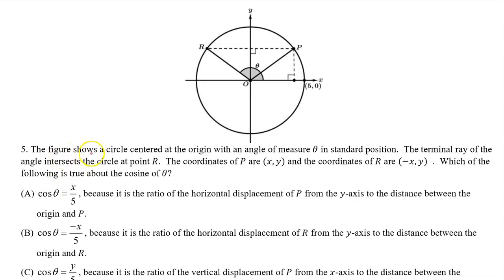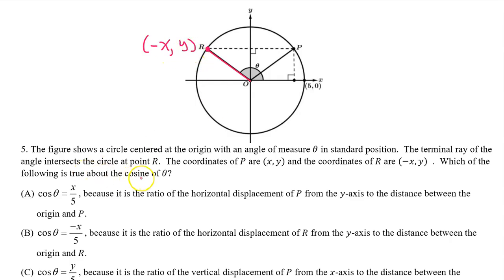Number 5. The figure shows a circle centered at the origin with an angle of measure theta in standard position. The terminal ray of the angle intersects the circle at point R. That means R is the key point to observe. The coordinates of point P are x, y. The coordinates of point R are opposite of x, y. Let's put that in the picture: -x, y. This is what matters.